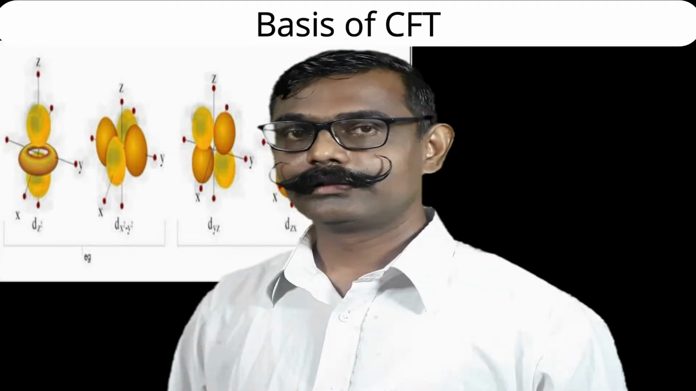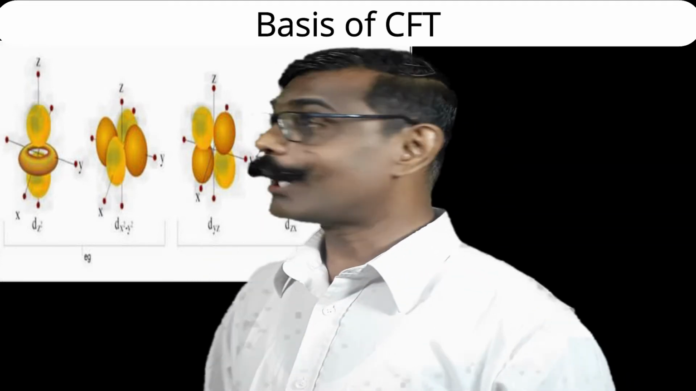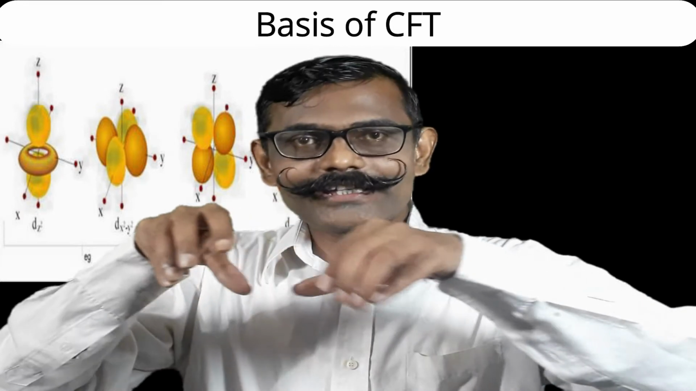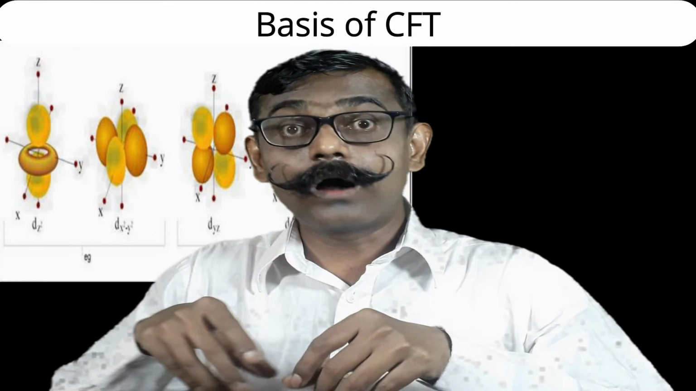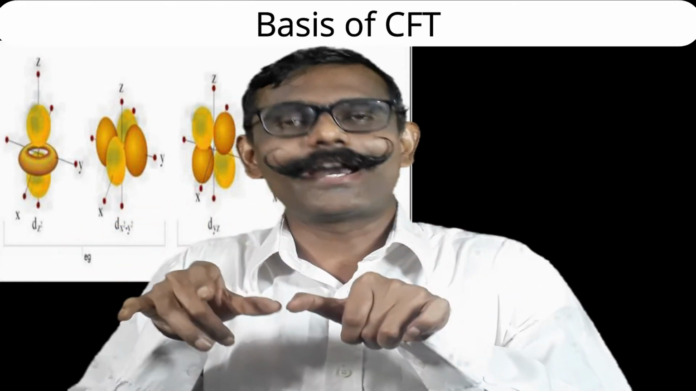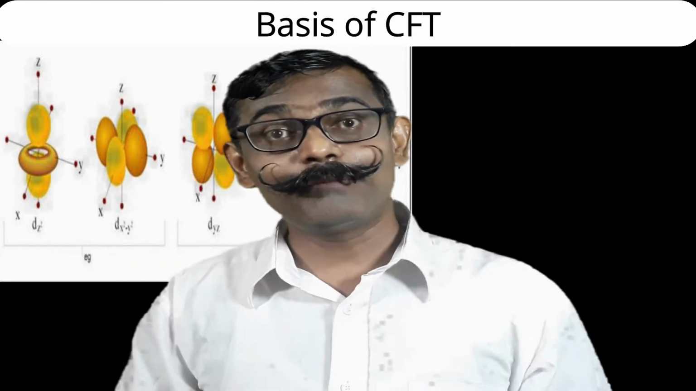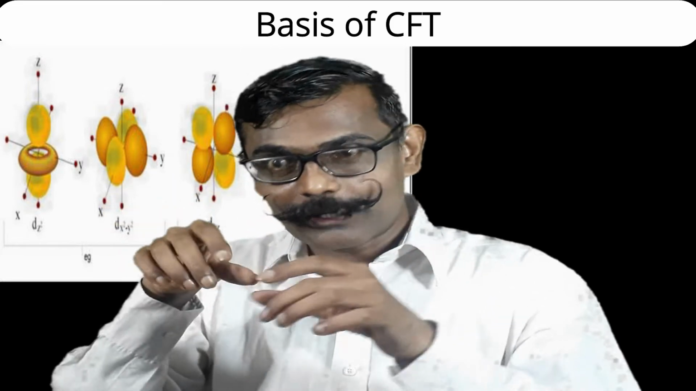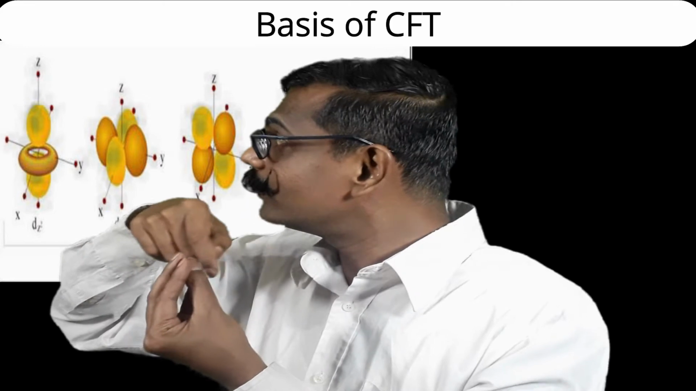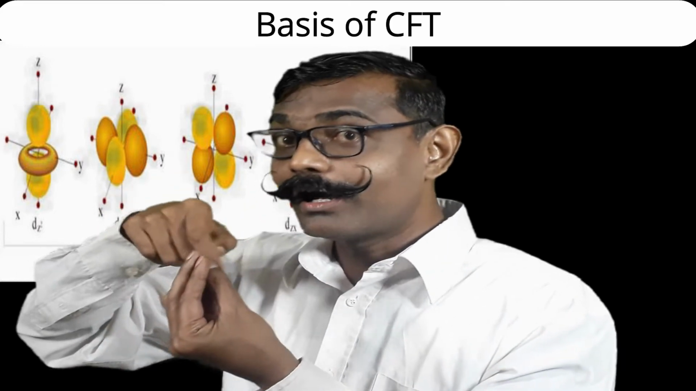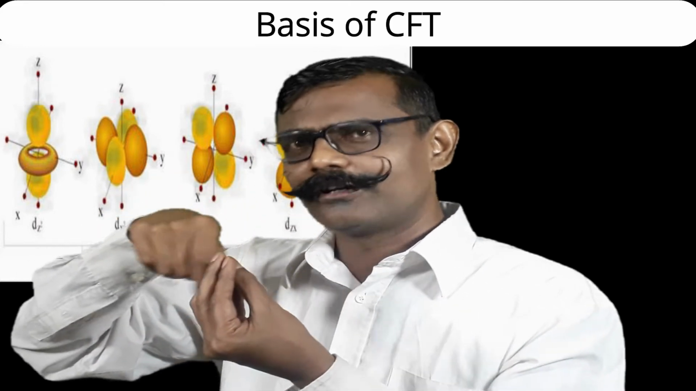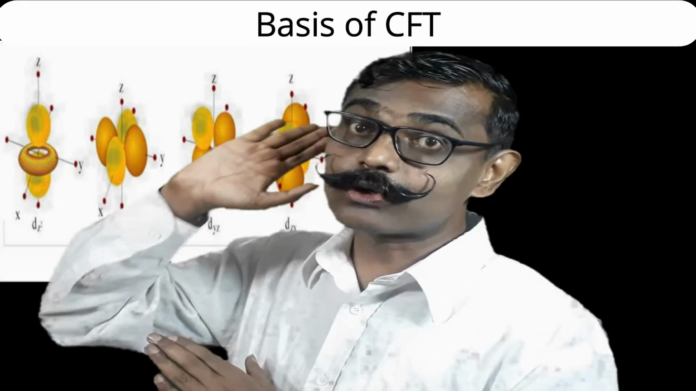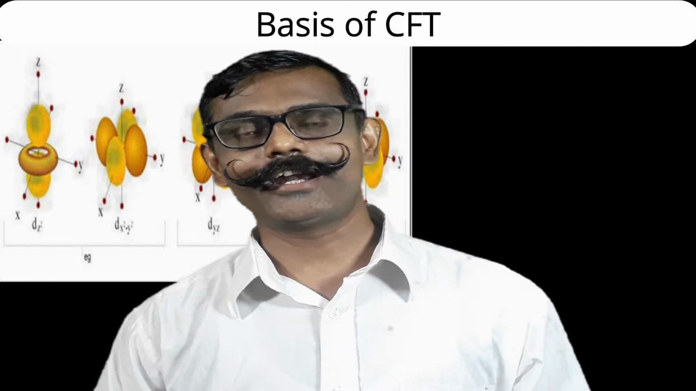dz square orbital. The lobe is along the z axis, and if you observe, there is a ring like the one on Saturn's satellite, or a donut, or you can say medu vada, a ring kind of structure. Such a ring is there around the z axis, along x and y. So partly it has an orientation towards x and y, and the major orientation is towards the z axis.